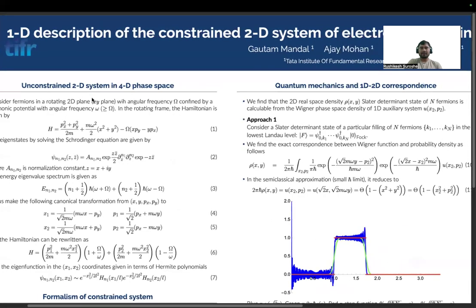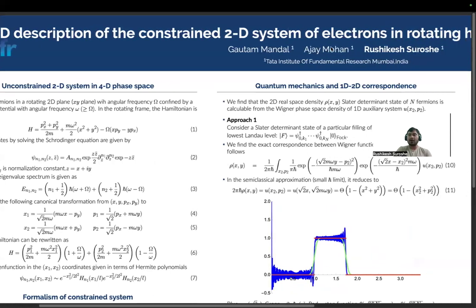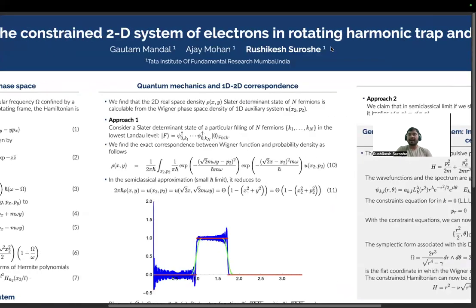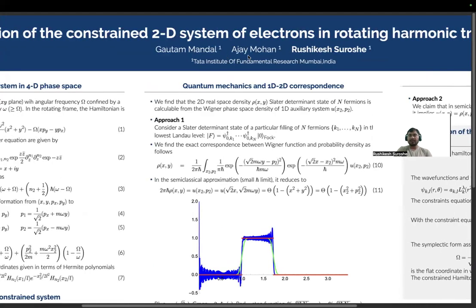Hello everyone. The topic of my work is the 1D description of the constrained 2D system of electrons in a rotating harmonic trap, and the generalization of the system. The work is done with my guide Gautam Mandal, Ajay Mohan, my colleague, and myself, Rushikesh Suroshe.